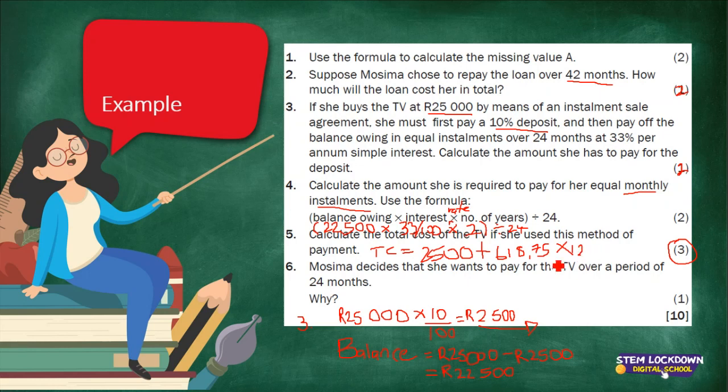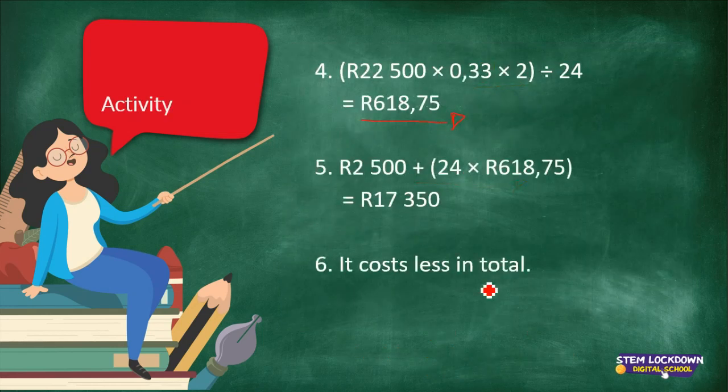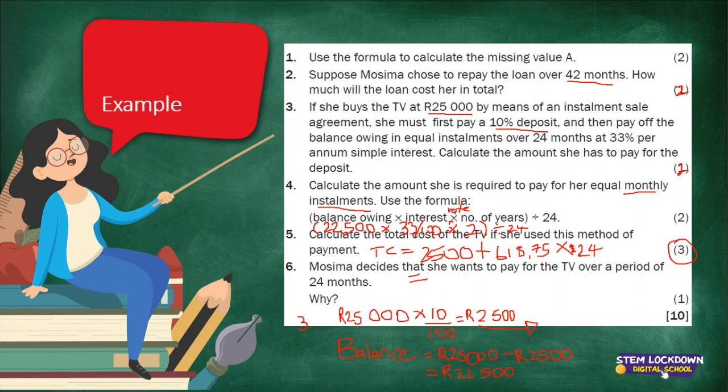Obviously, just show me your steps. I'll just write you the answer. Bring this down. Multiply. This is 24. Multiply your monthly installment by 24, and you get the answer, and then add both. So your answer should have been 17,300.